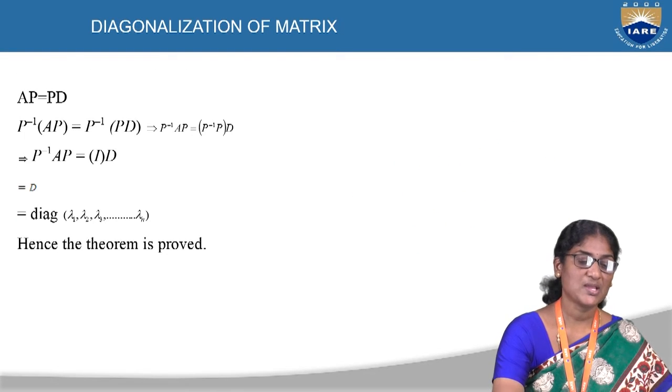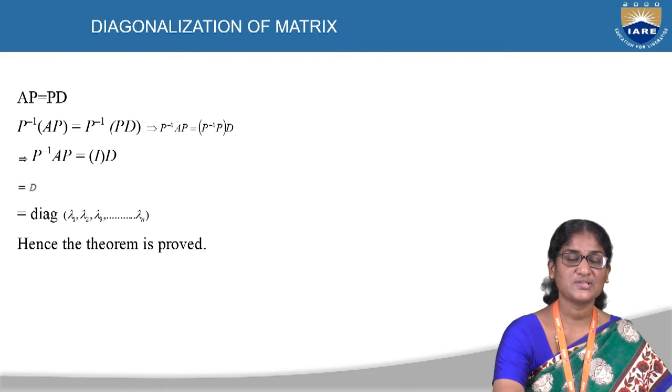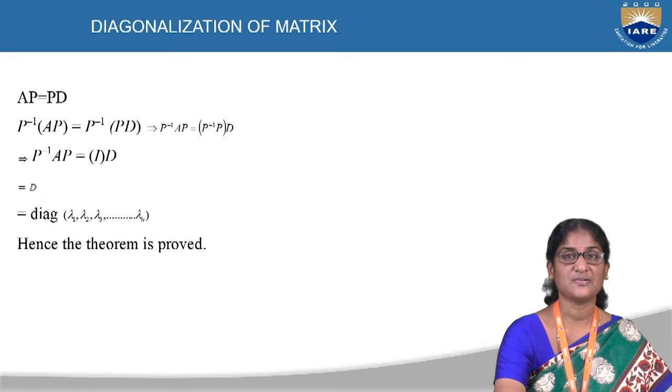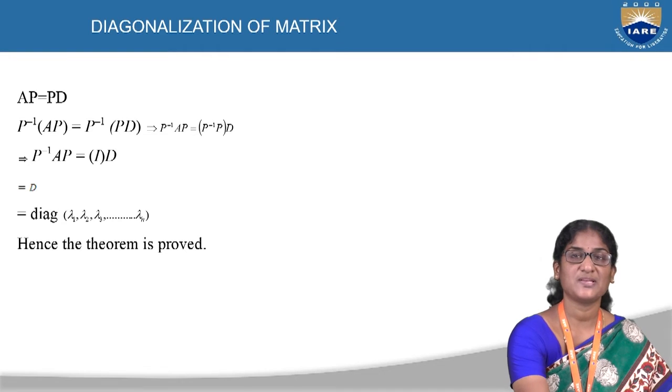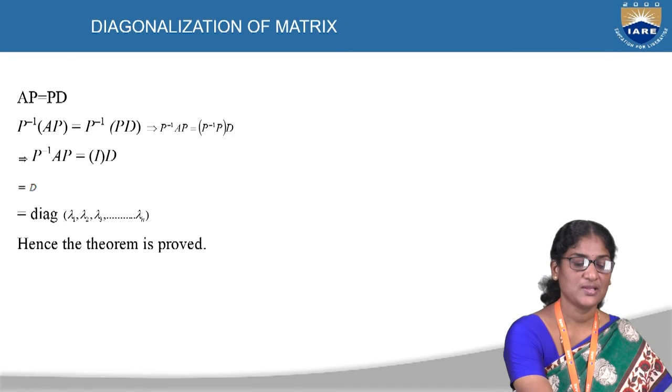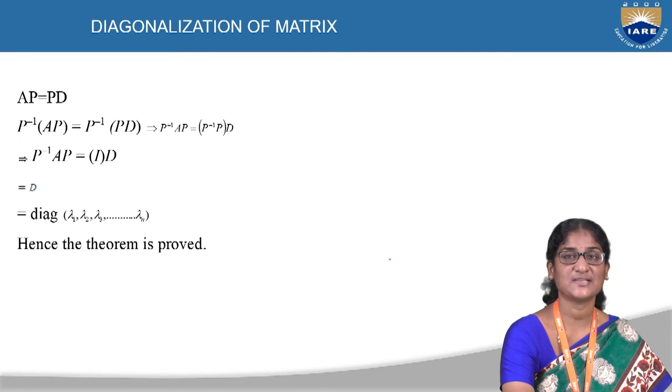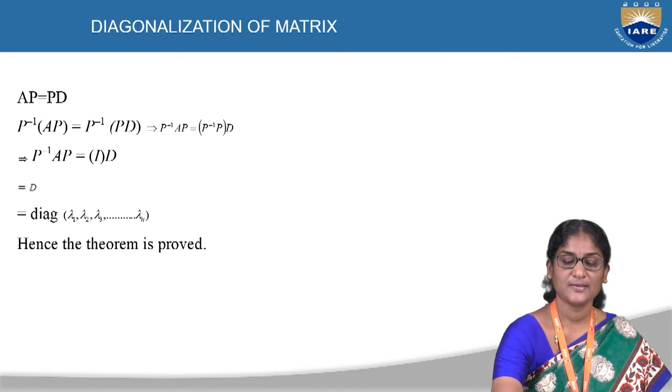So, AP is equal to PD. Multiply both sides with P inverse. Then P inverse AP is equal to P inverse into P into D. We all know that the product of a matrix and its inverse is equal to the identity. So, P inverse P is equal to the identity matrix. So, P inverse AP is equal to I into D. So, here we will get a diagonal matrix. So, we have that P inverse AP is always a diagonal matrix, right?